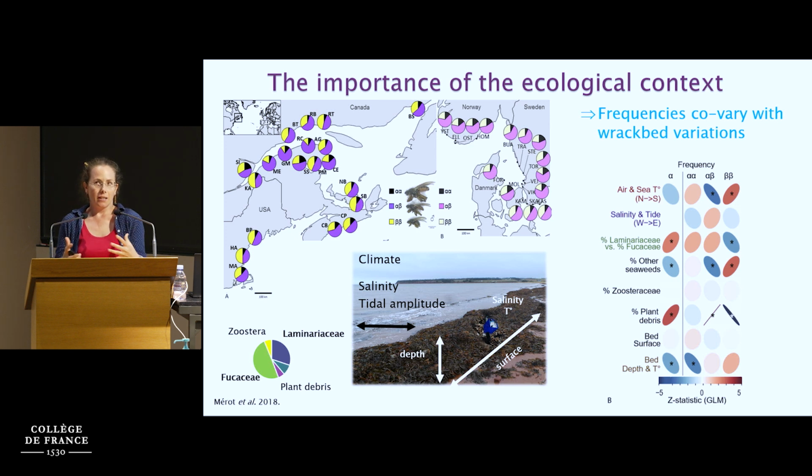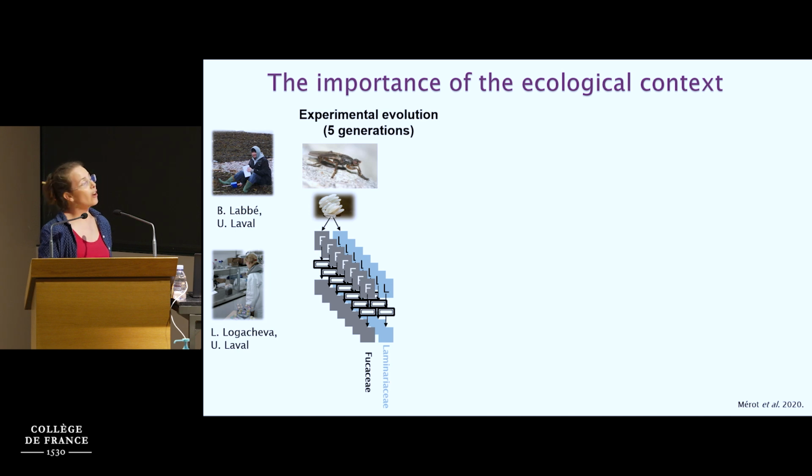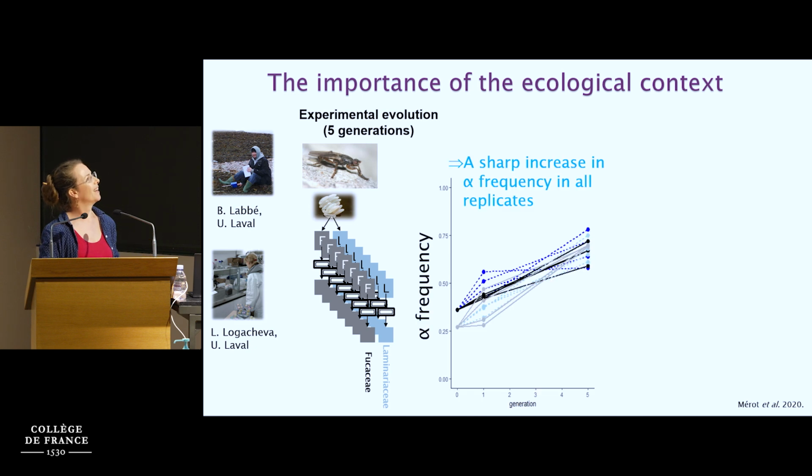So this suggests that there are some kinds of rag bed that better support alpha and some rag bed that better support beta. So to test that, I went in the lab and I said, okay, I will do some experimental evolution, trying, for example, substrates like Fucaceae or Laminariaceae, which are two kinds of seaweed, kelp and wrack. And we measured the frequency of alpha over 5 generations, but all the replicates were showing the same. So very, very consistent, this increase in alpha frequency.